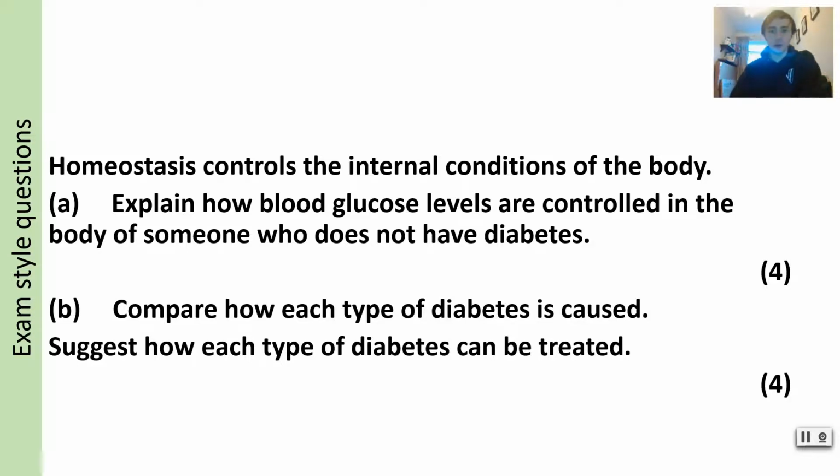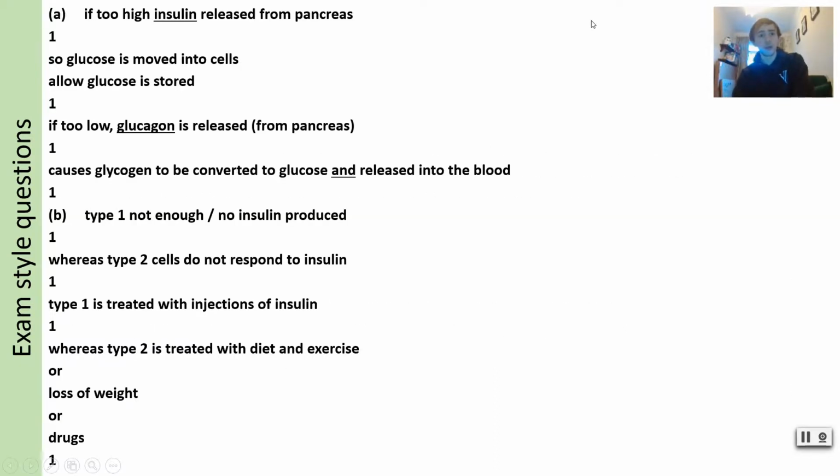Explain how blood glucose levels are controlled in someone who does not have diabetes. Well, we're going to talk about insulin and glucagon. If too high, insulin released from pancreas, 1 mark. So glucose is moved into cells or glucose is stored, or you could say it's turned into glycogen. That's the second mark. The third mark is saying that if blood glucose is too low, glucagon is released from cells. And the fourth mark is for saying that that will cause glycogen to be converted to glucose and released into the blood. So that's the first bit we did, that's the diagram we drew.